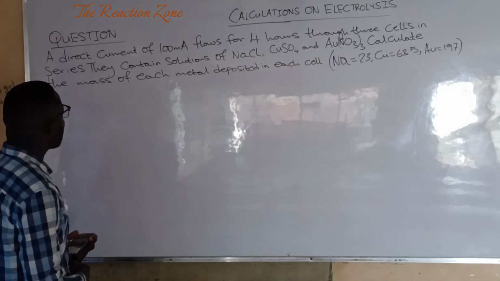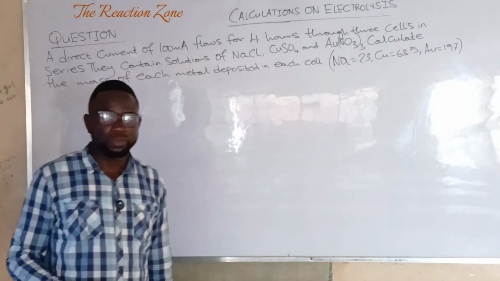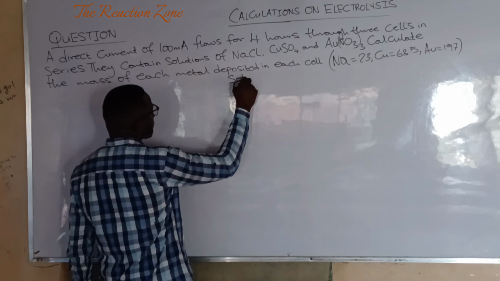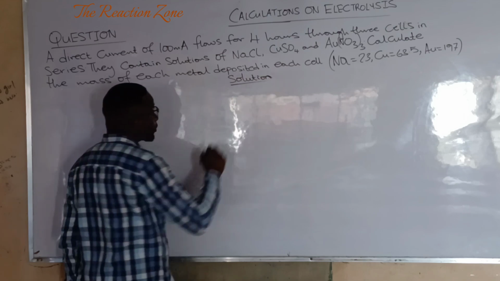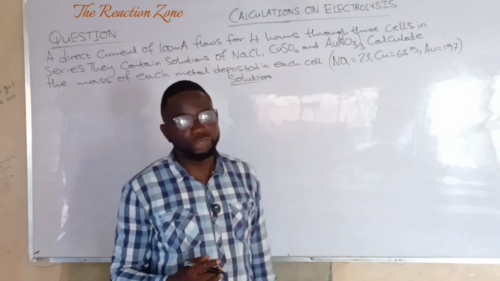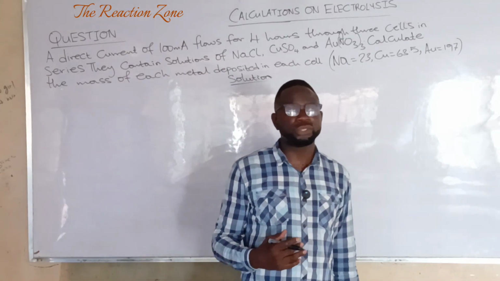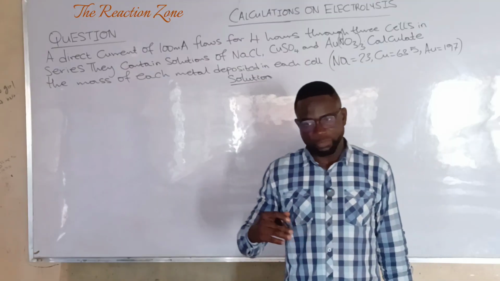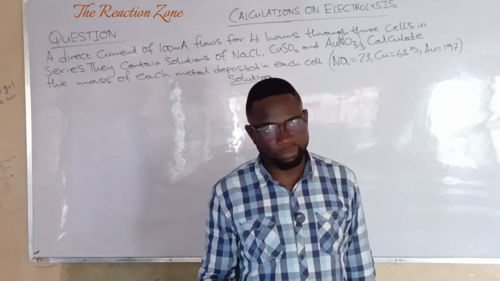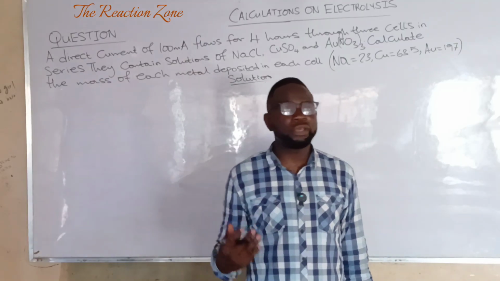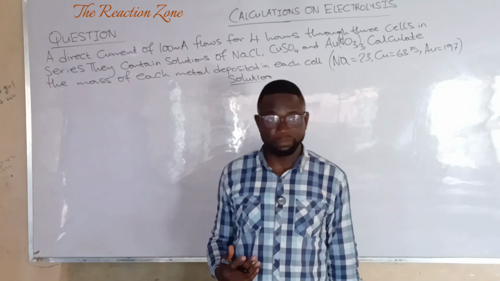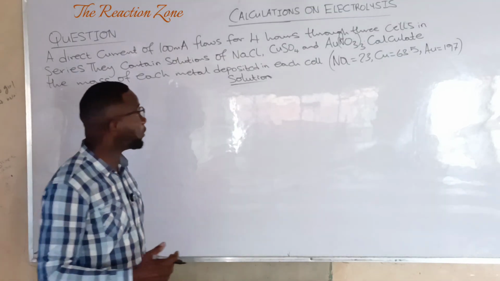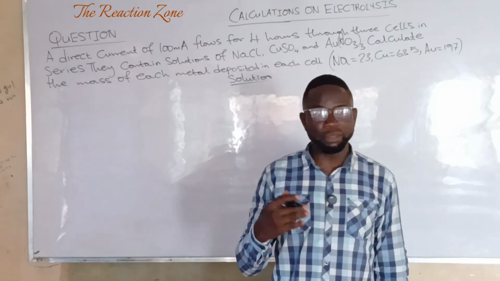Now, since we're told to calculate the mass of each metal deposited in each cell, it means we're actually going to have 3 answers. Before we begin to solve this question, there is something important that you should take a look at. Whenever you're solving a question that has to do with electrolytic cells that are connected in series, it's important to note that when 2 or more electrolytic cells are connected in series, each of these electrolytic cells receives the same quantity of electricity. So for these 3 electrolytic cells containing sodium chloride, copper sulfate, and gold nitrate, they will have the same value of Q.